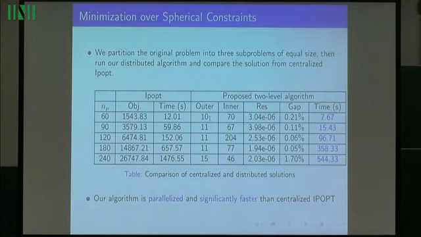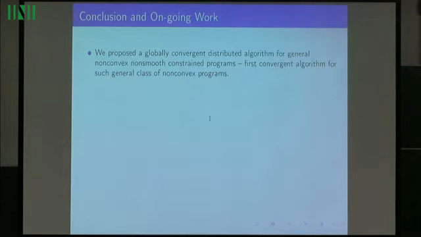And you see that what is promising is that the time of the two-level distributed algorithm actually beats the IPOpt centralized solver. And the optimality gap is reasonable, I'd say. And it finds a reasonably feasible solution. All right, so we propose this globally convergent distributed algorithm. We can also prove some local linear convergence when it's close to the local solution. I think this is one of the first convergent algorithms for general non-convex constraint problems, which could be smooth or non-smooth.